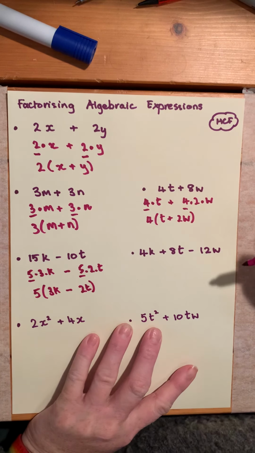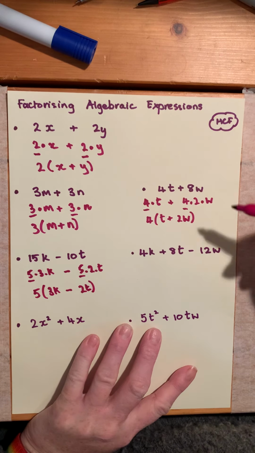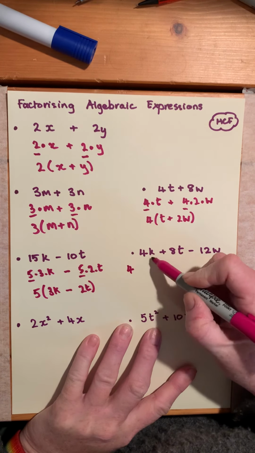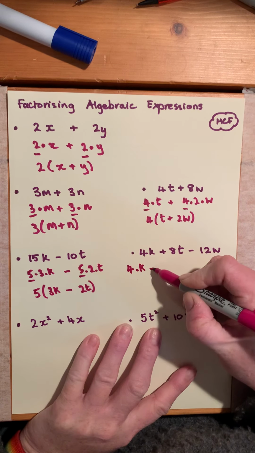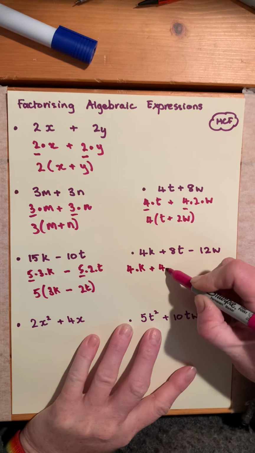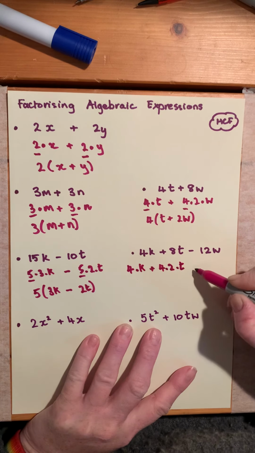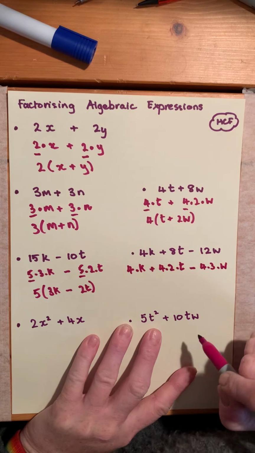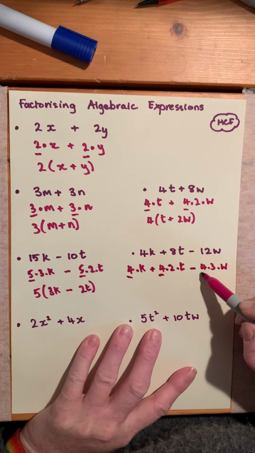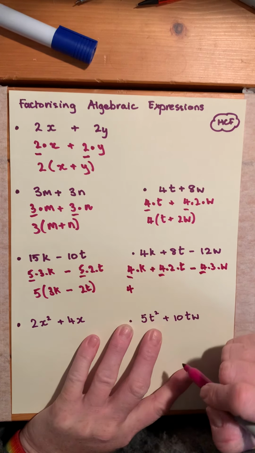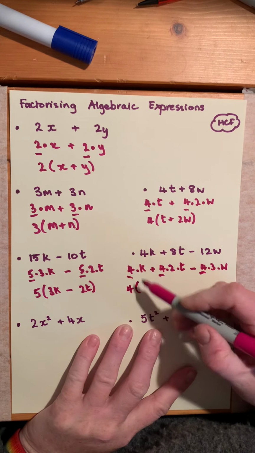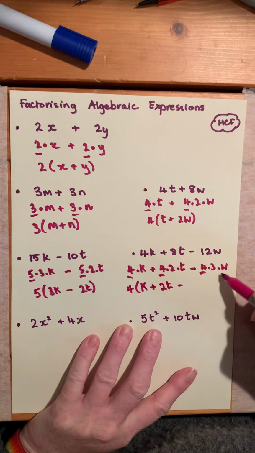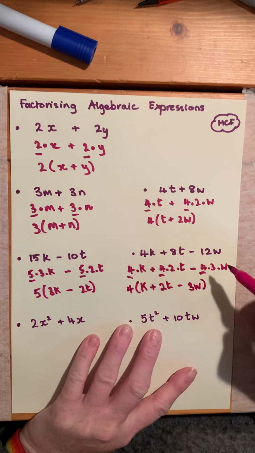In this one, I've got 3 numbers, 4, 8 and 12. And the highest common factor of 4, 8 and 12 is 4. So 4k, it's 4 times k plus 4 times 2 times t, subtract 4 times 3 times w. Looking at each term, see the 4 is in all terms, so I can take that out. And I'm left with k plus 2t minus 3w. Close the brackets.